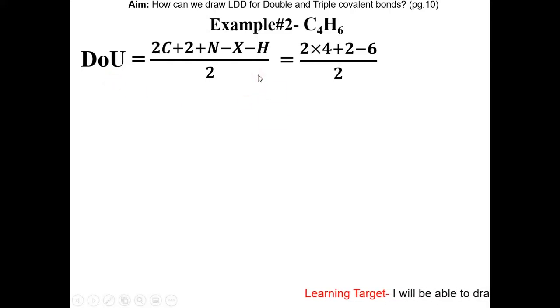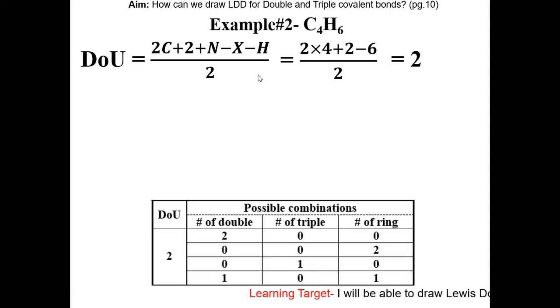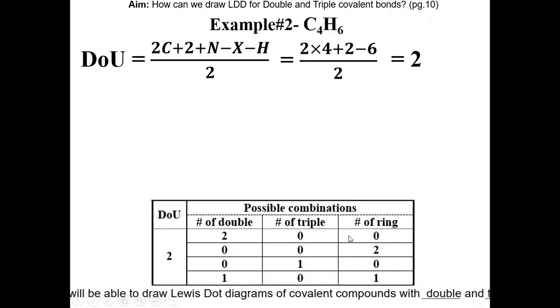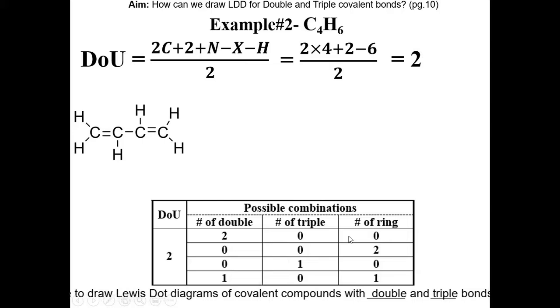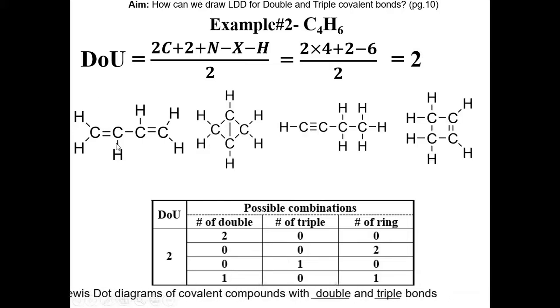So let's do another example. Here's C4H6. So let's figure out the degree of unsaturation using this equation. If you plug it in, you get 2. Based off the table, here are the possible combinations. You can either have 2 double bonds, or 2 rings, or 1 triple bond, or 1 double bond and 1 ring. So if you were to draw these Lewis dot diagrams, here are the possible isomers. Notice this one has 2 double bonds, this one has 2 rings, this one has 1 triple bond, this one has a ring and a double bond.